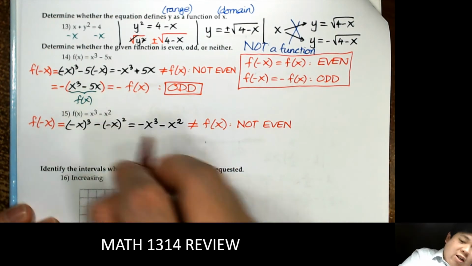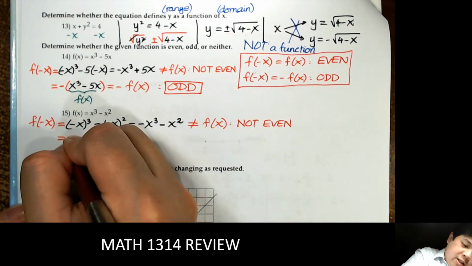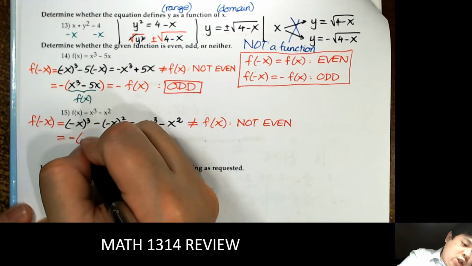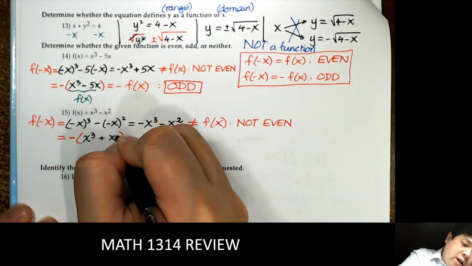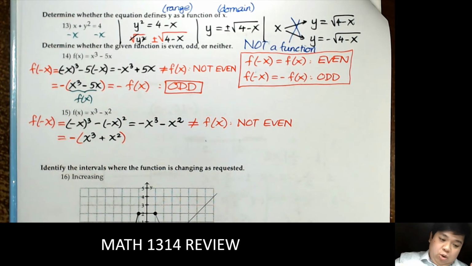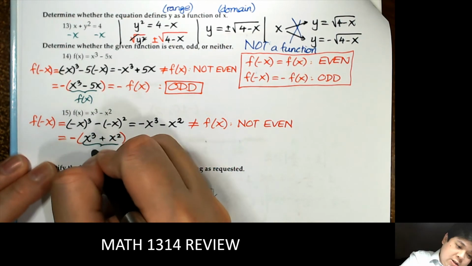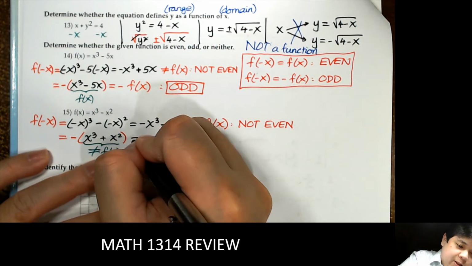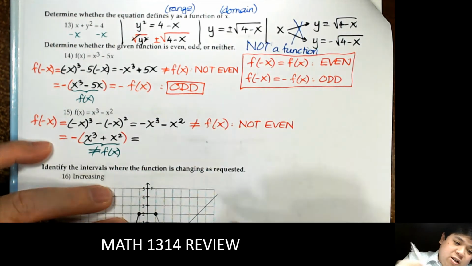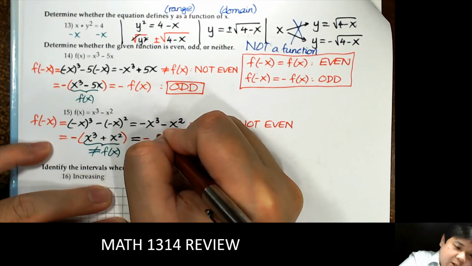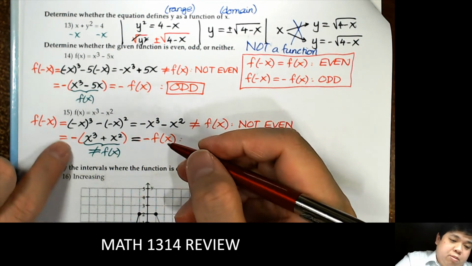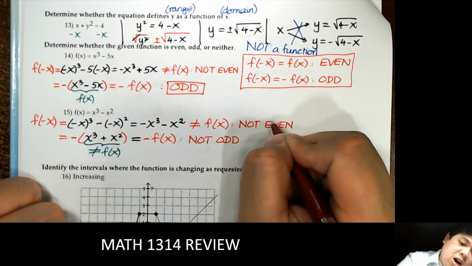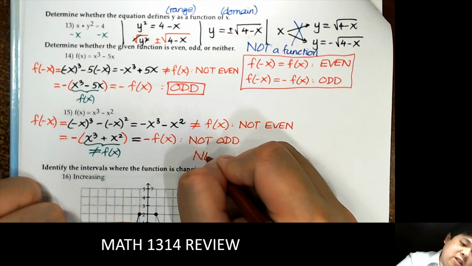Now let's just factor out the minus and see what happened. If we factor out the minus sign, we should have the x cubed plus x squared. Now that is not the same as the original function. So this is not equal to f of x. Because of that, it's not odd. If it's not even and not odd, it must be neither.